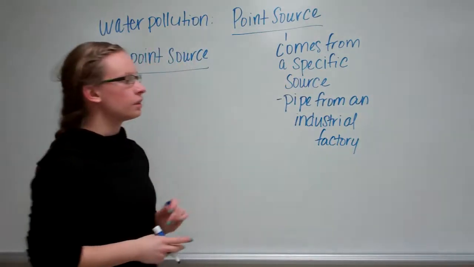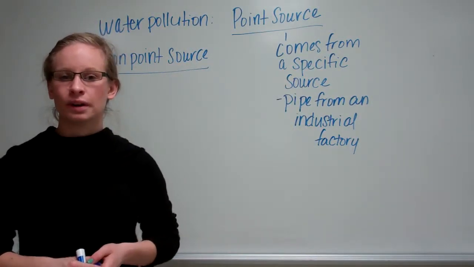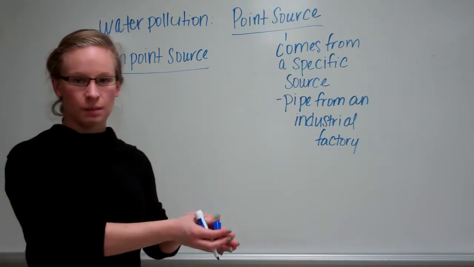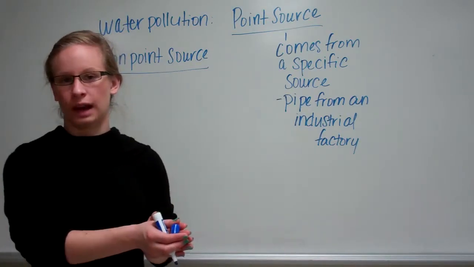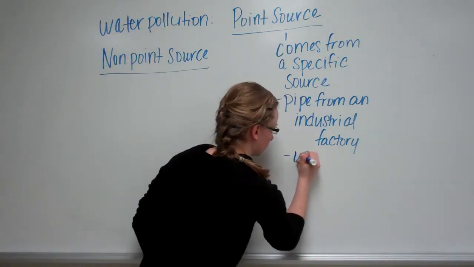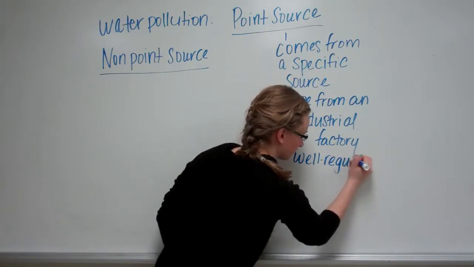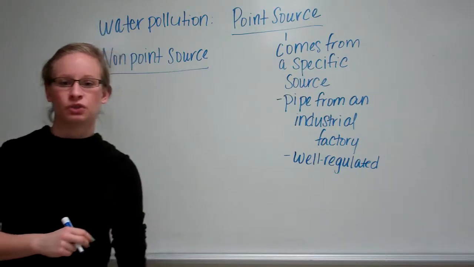Okay, and so when we know the exact location or source of where our pollution is coming from, we're able to regulate it and decrease that pollution. We have a specific region where it's coming from. We know how to prevent that from happening in the future. We know who we can hold accountable for that pollution. So it's well regulated. Okay, so that is our point source pollution.